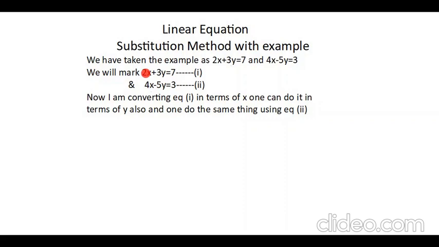As I have said earlier, we need to convert any one of the equations in terms of any one of the variables present in the equation. In this case, we need to convert any one of the equations in terms of either x or y. I am converting equation 1 in terms of x. One can do it in terms of y also, and someone else can do the same thing using equation 2 also.